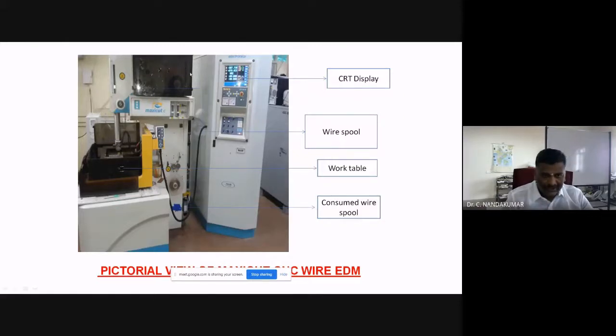in this particular part, that is called a wire spool. In this place, the unused wire spool is fixed before use, in this particular leg. It will come and then go to machining, and after that the used wire is stored here for another spool. This is the consumed wire spool. Okay, this is called a wire spool. See here, at this arrow mark, and this is called the work table. It will go along the X, Y, and Z axis.